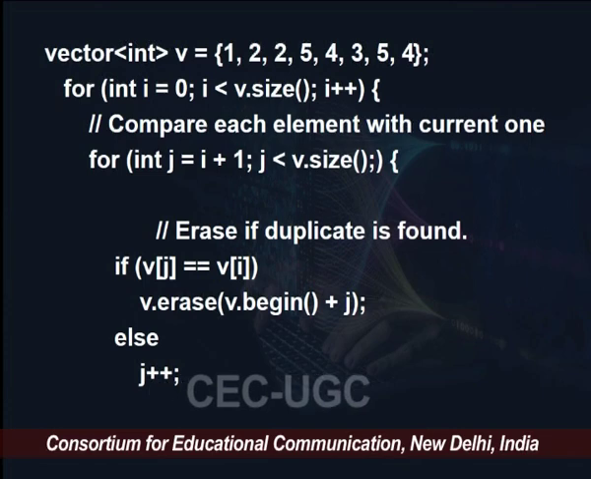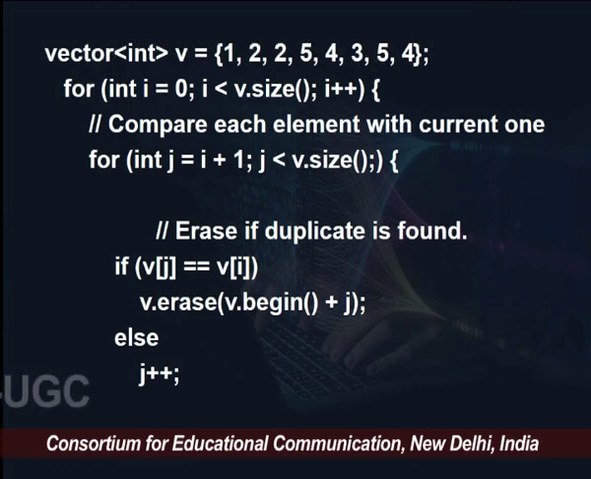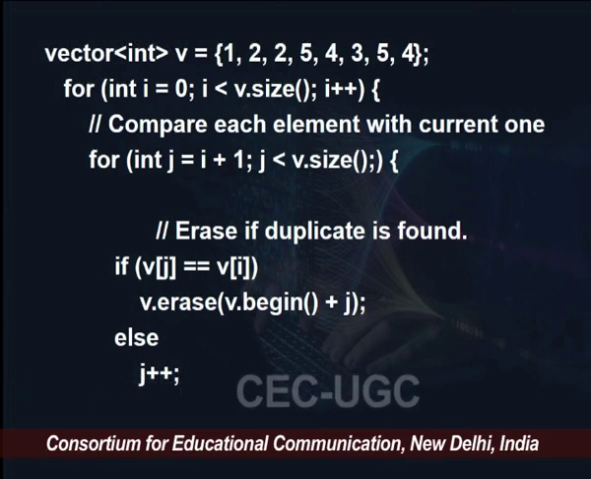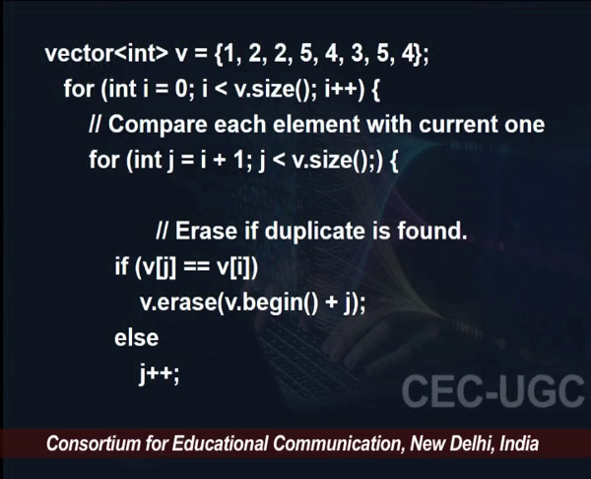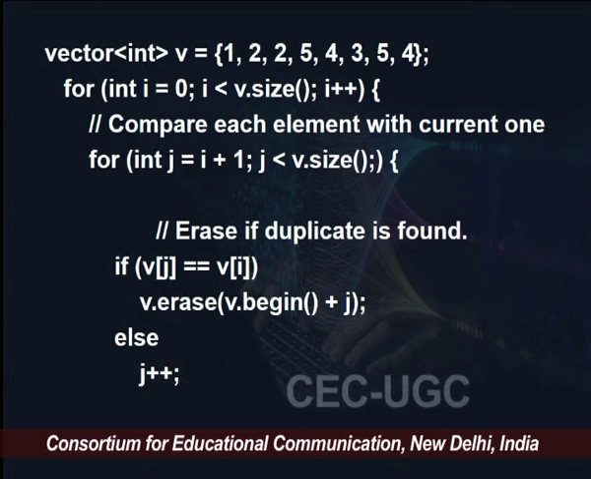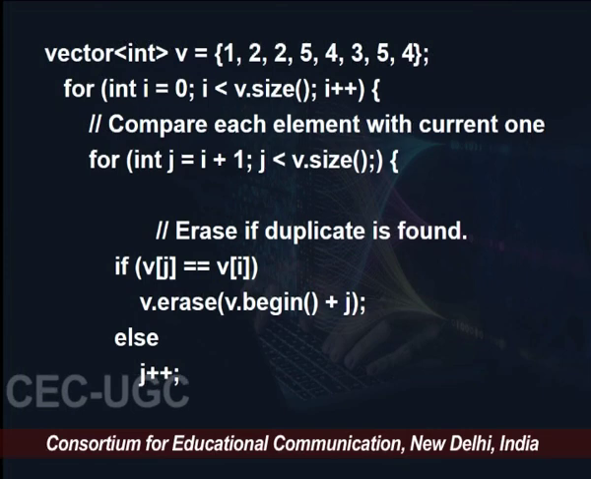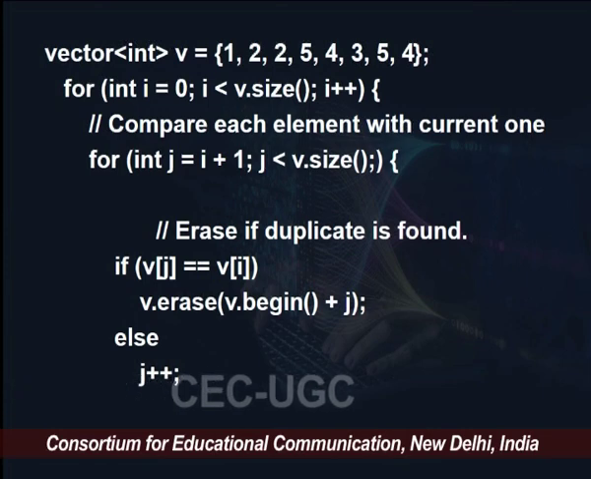How are we going to erase if a duplicate is found? That is with the help of v.erase(v.begin() + j). So that means that particular element has to be erased, else we just increment the counter variable j, and then we move on to the next element. So this is one of the strategies of erasing or removing the duplicate elements.